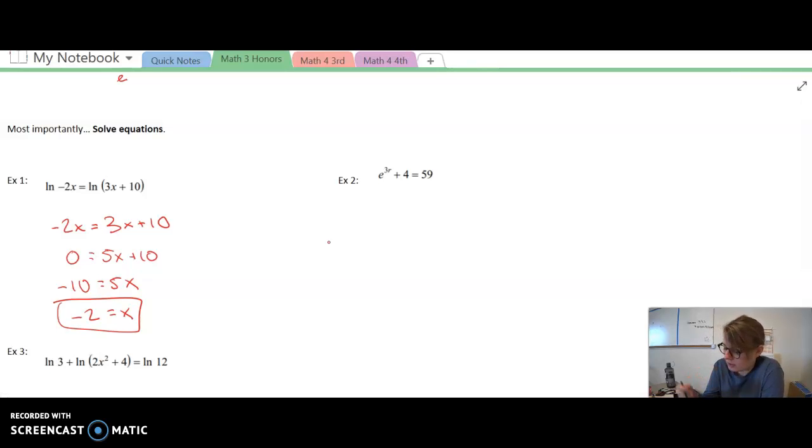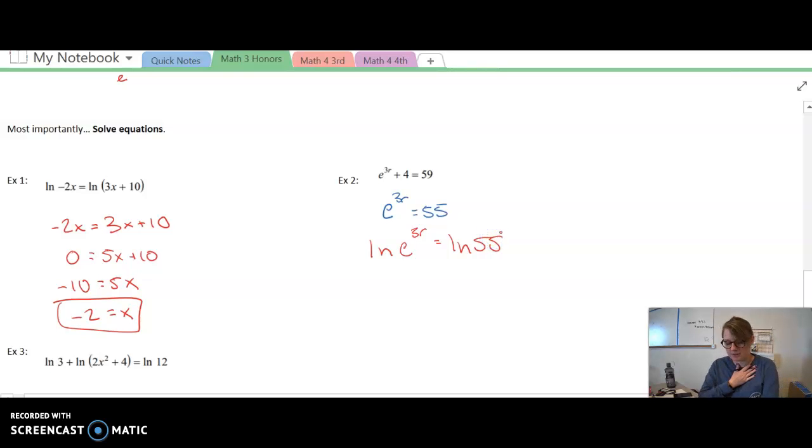Well, with this one, just like with common logs, you want to isolate the exponential first. So we're going to subtract 4 from both sides. So now we have e raised to the 3r equals 55. And now we're going to convert this exponential to logarithmic form using natural logs. The reason I'm using natural logs in this case is because we have e instead of a number. So when I convert, I now have natural log of e raised to the 3r equals natural log of 55.